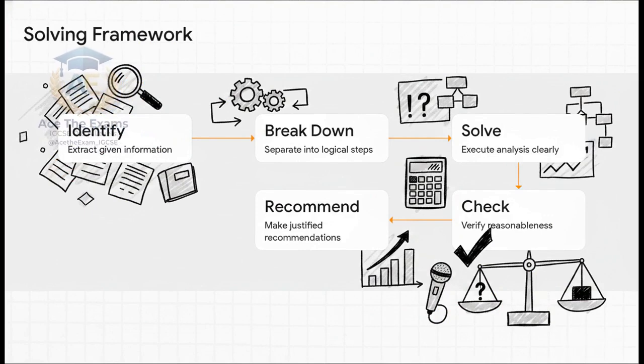Step 1. Identify the given information. You need to extract the data accurately from whatever dense texts or confusing tables they throw at you. Step 2, break the problem down into logical, manageable steps. Step 3, execute your analysis and solve it systematically. Step 4, and people skip this all the time, check for reasonableness. Step back and ask yourself, does this final number actually make sense in the real world for this business? And finally, Step 5, make justified recommendations.